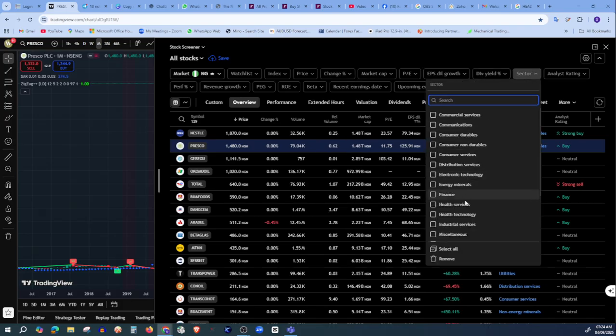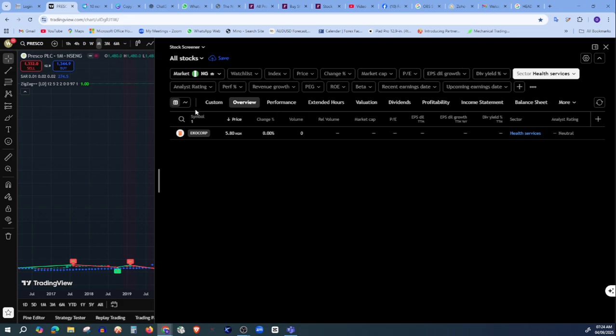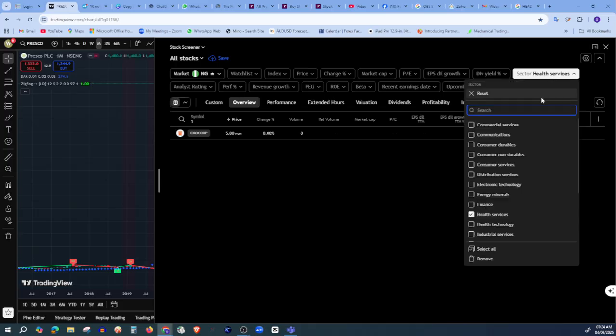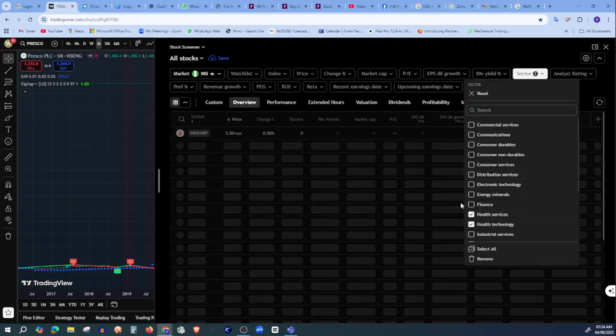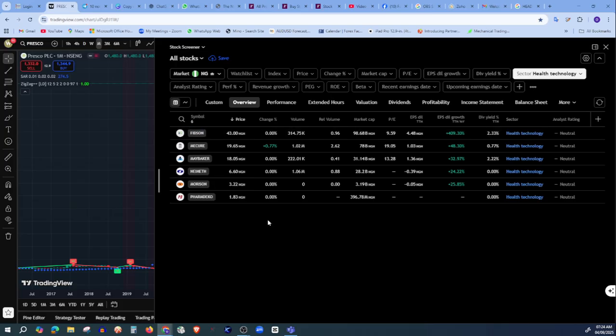You can select sector. Let's say I only want to see the health sector. I think there's another filter on this. It should be more than one. There should be another filter on it. Oh, okay, this is health services. This is health technology. Sorry, I was thinking it was this. Okay, this is health technology: Fixing, Mikio, Morrison, and Amadeco.